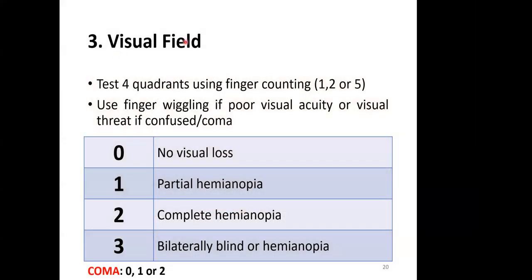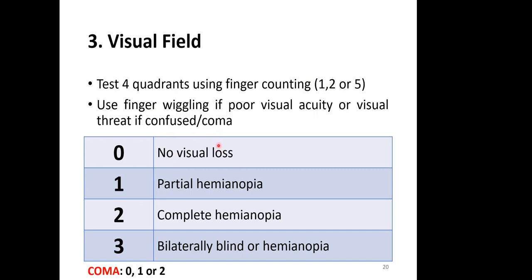Okay. Third one, visual field. You test 4 quadrants using finger counting. For finger counting, you only use 1 finger, 2 fingers, or 5 fingers. Don't trick the patient. Then you can use finger wiggling if there is poor visual acuity, especially for those patients that wear specs, sometimes it's a bit difficult. So you use finger wiggling or visual threat if the patient is confused or comatose.